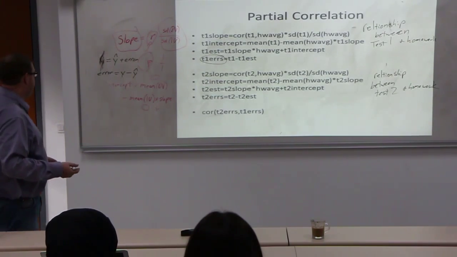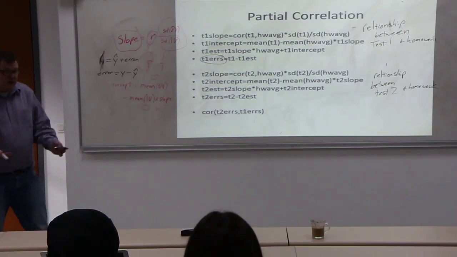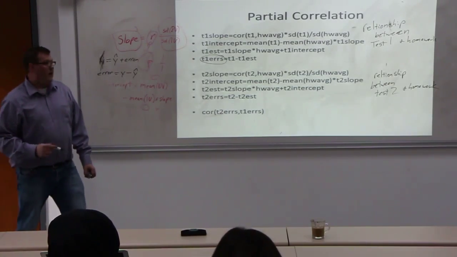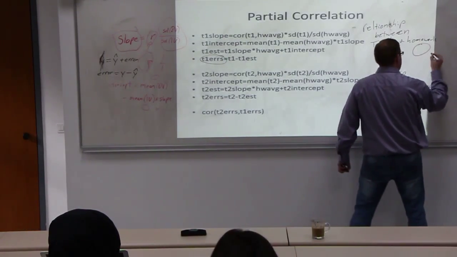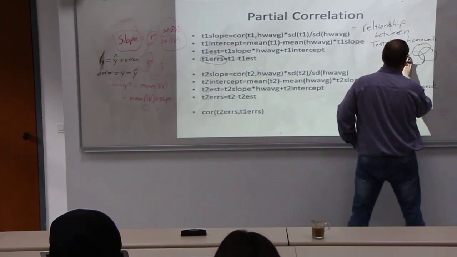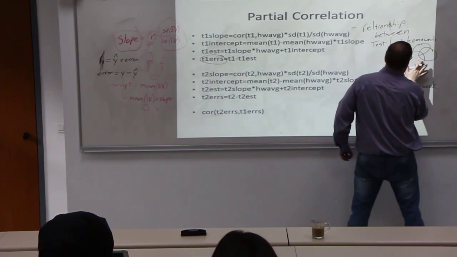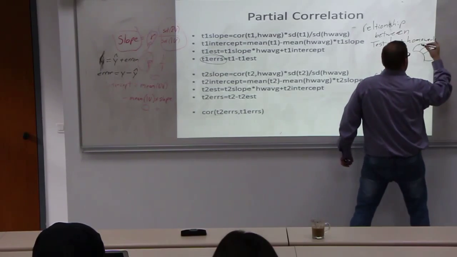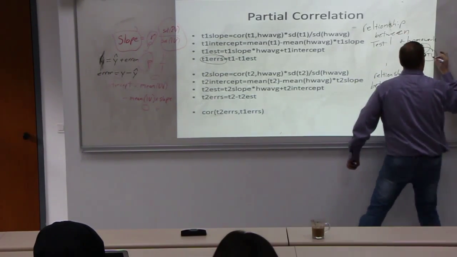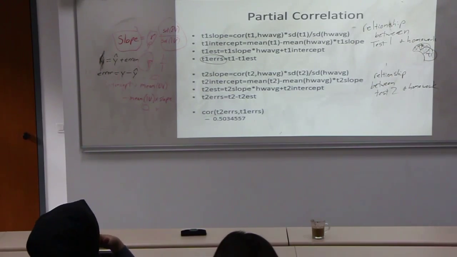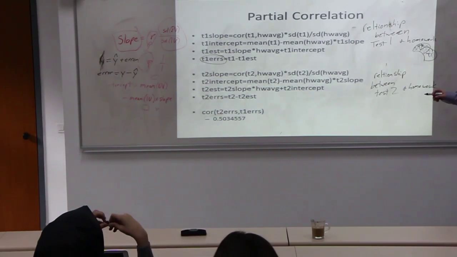Okay? So now what can we do? Now we can correlate these two errors. Calculate what's left of our test 1. Right? That was this, we're going to correlate this with that. Right? So we do it. And we get 0.503. You guys notice the difference between this and what we had earlier?